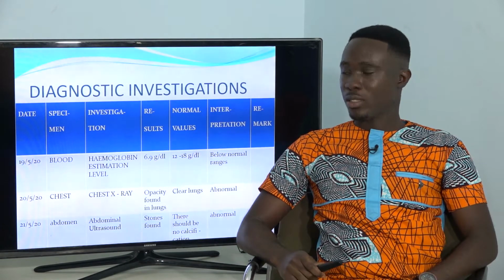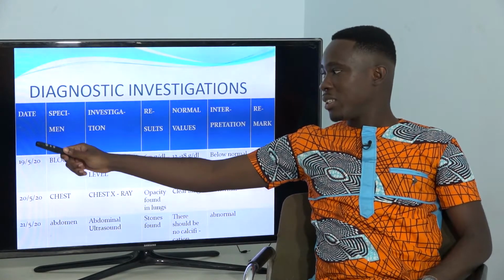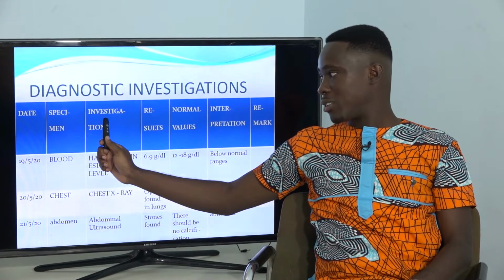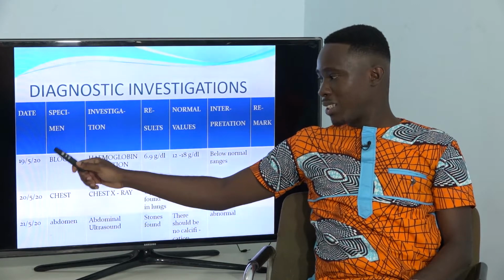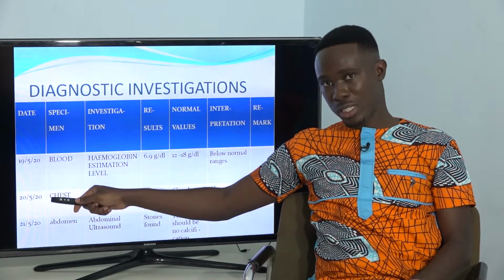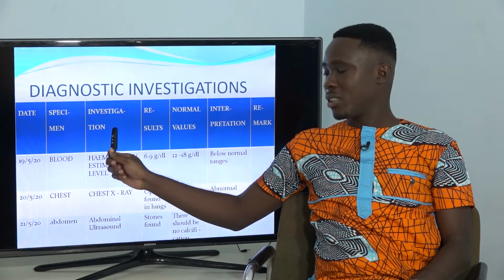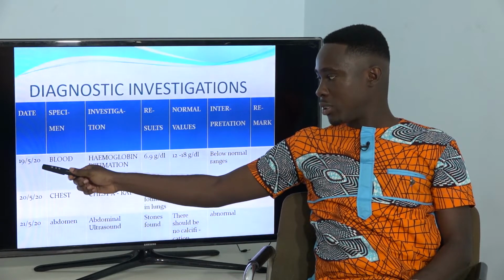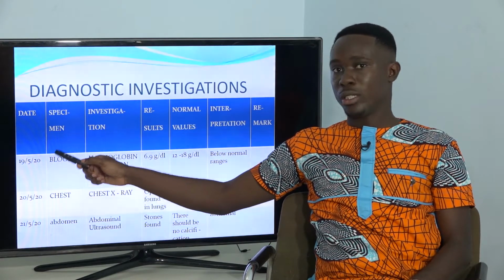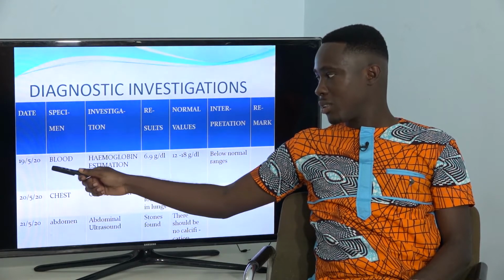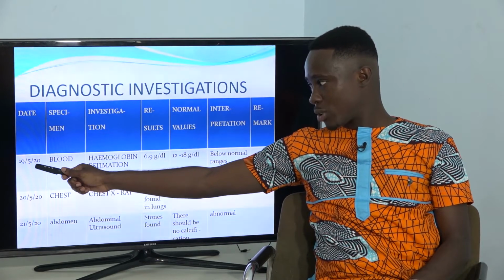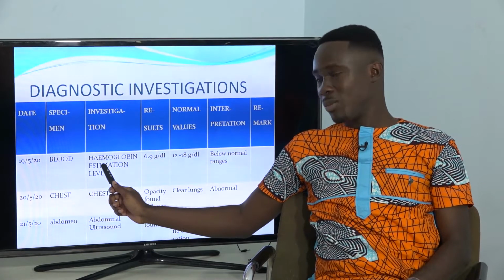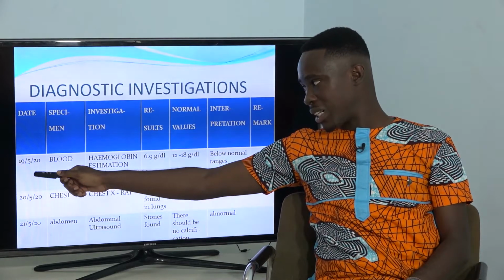So the first component is date, as you can see there. The date is when the diagnostic investigation or the laboratory investigation was requested. So you have to write that date there and not when it was done. So the date can be requested, let's say, on the 19th of May 2020, but will be done maybe on the 25th. So it is when it was requested, the requisition date, when, let's say, hemoglobin estimation level was requested. So you put that date there.